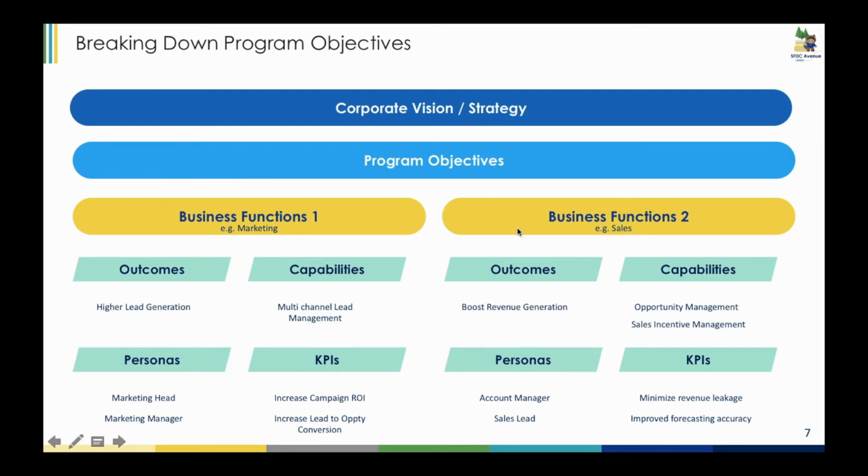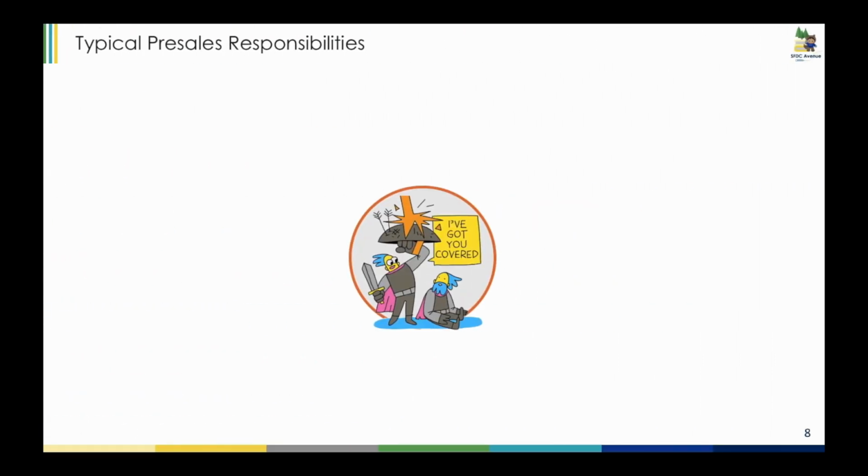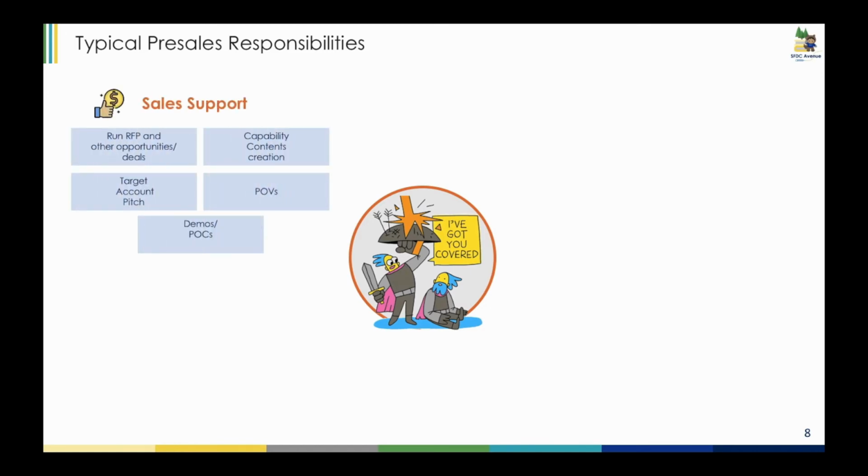Okay, so once we understand this, let us quickly understand about pre-sales responsibilities and roles. Let's first take pre-sales responsibilities. So the core responsibility of any pre-sales, as the name goes, is to support sales. So how do we support sales? We support sales in running RFPs and any other opportunities or deals. We support sales by creating capabilities that may be practice capability, product capability, or any other capability that they need.